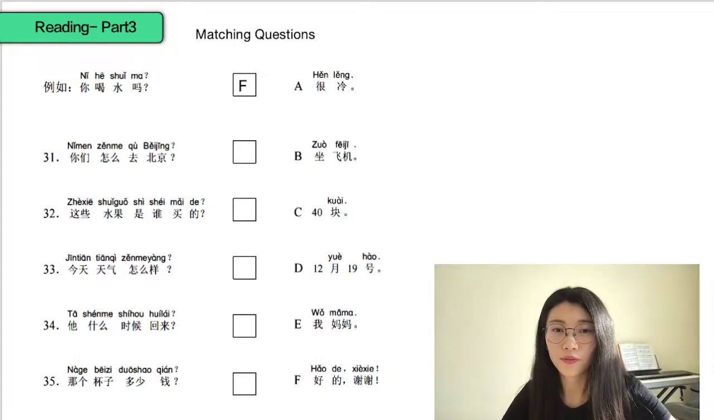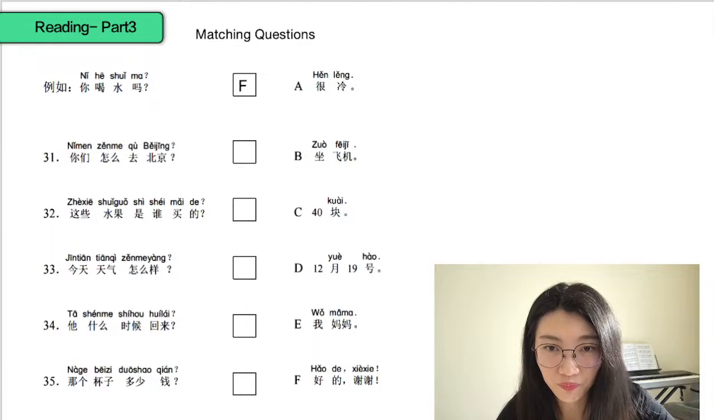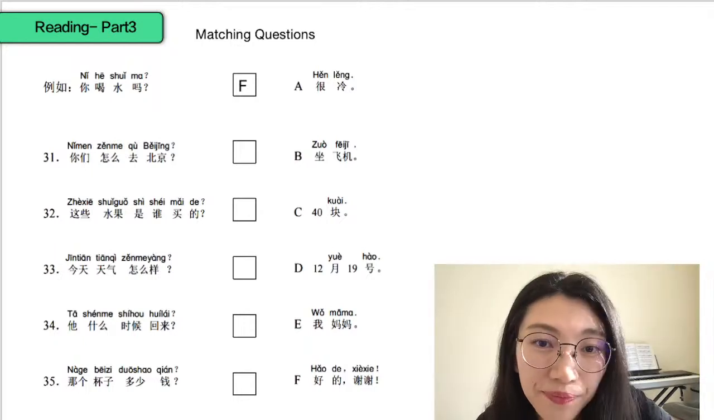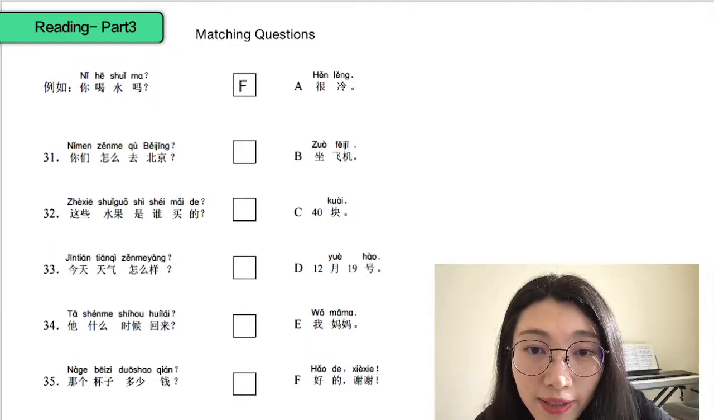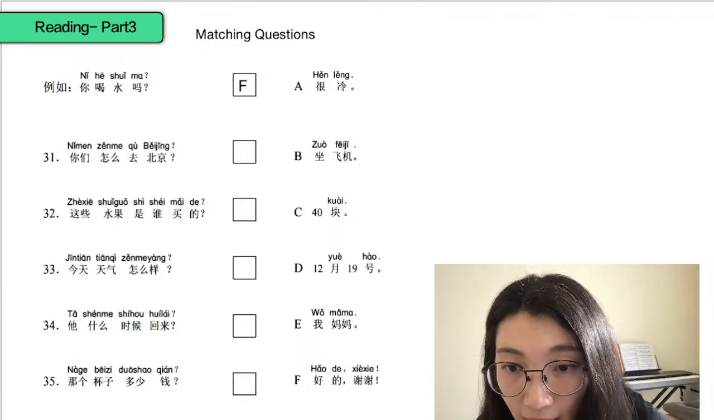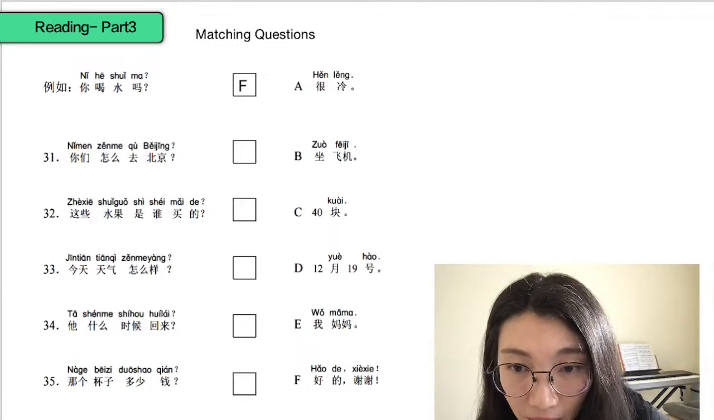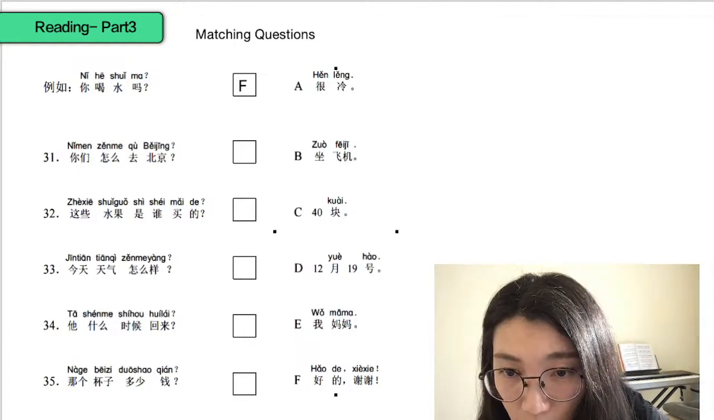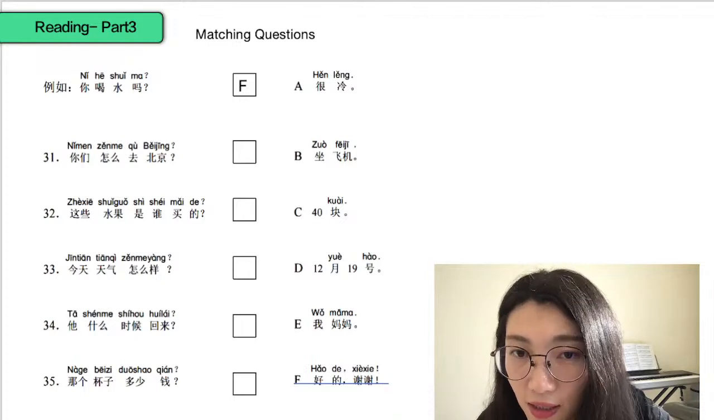Okay, maybe it's a little bit hard. So let's look at it together. Here, the example said 你喝水吗? It has already chosen F. F 好的谢谢. So let's remove F from the beginning. Let's remove F, and then let's do it.